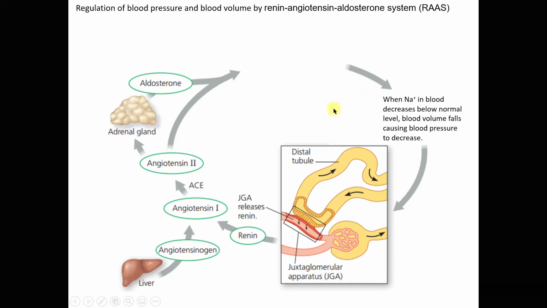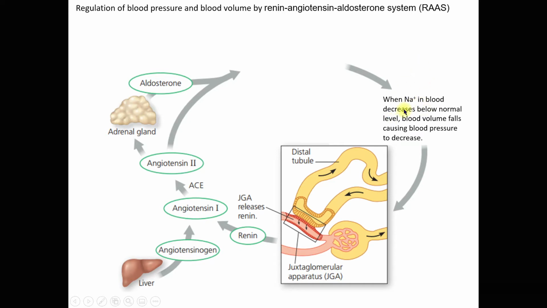Now let's take a scenario here. When the sodium ion in the blood decreases below the normal level. This can occur in excessive sweating, like in a marathon or after a vigorous exercise. After vigorous exercise, what happens? You will sweat, and the sweat will cause the loss of sodium ions as well as water from your body. So the loss of the sodium ions through the sweat will result in the decrease of sodium ion in the blood below the normal level.